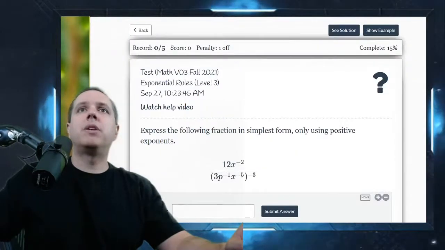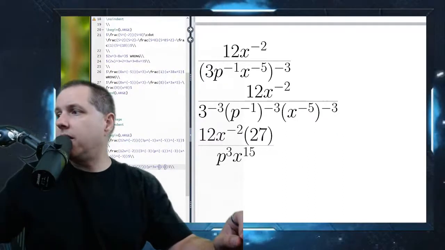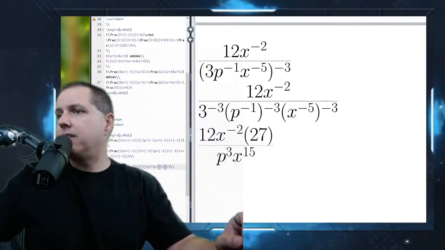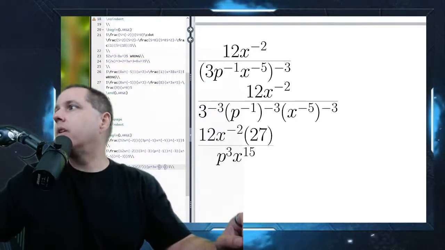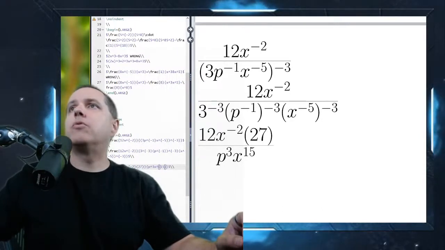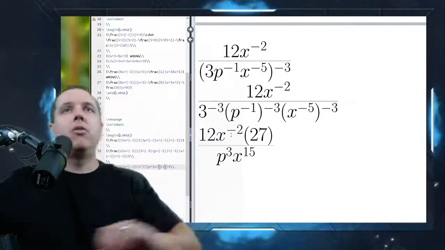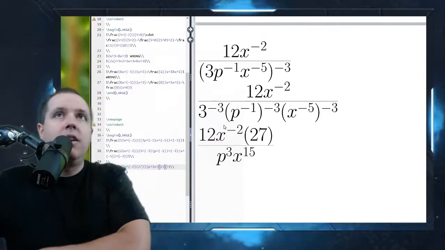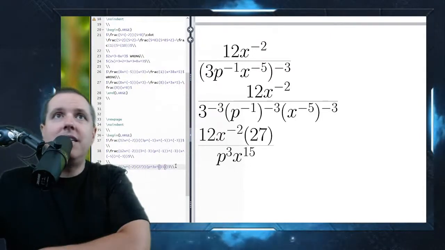Did I copy that problem down right? Seems like a big number that we're going to get here, unless I mess something up. If I mess something up, point it out, but it looks like that number is going to get big. 12 times 27, 324. Now, we have this x to the negative 2. That's going to have to go to the bottom, and it will become x squared, making this x to the 17.